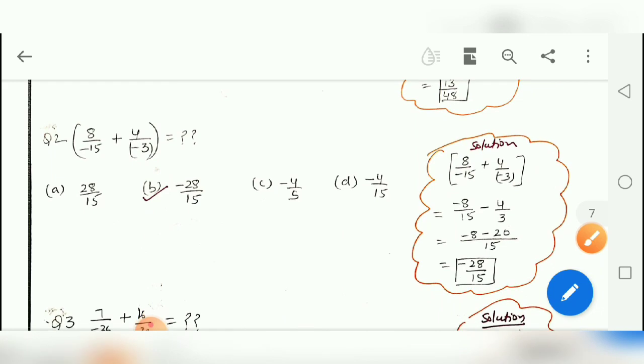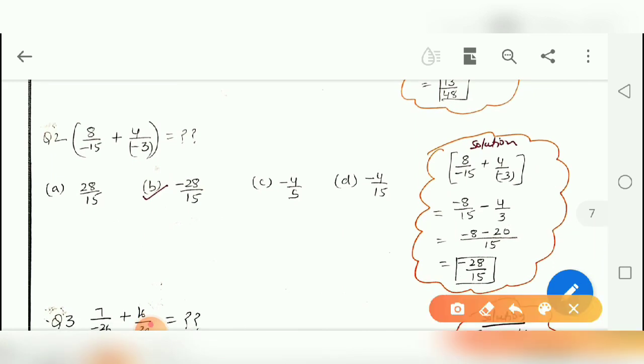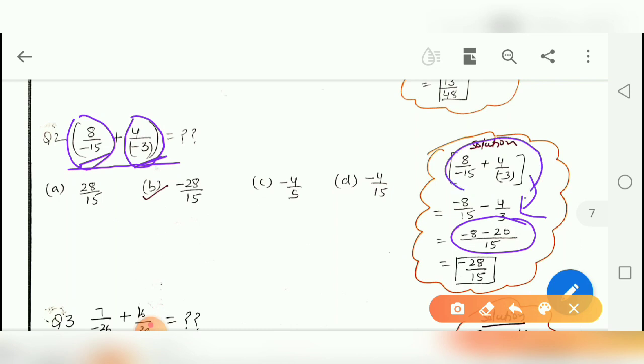Now, question number 2. In question number 2, these are the two rational numbers which we have to add. Here the denominators are negative, so first we have to make them positive, like here I have done. After solving the addition of these two rational numbers, I get the answer as negative 28 by 15. So I have taken B as the answer.